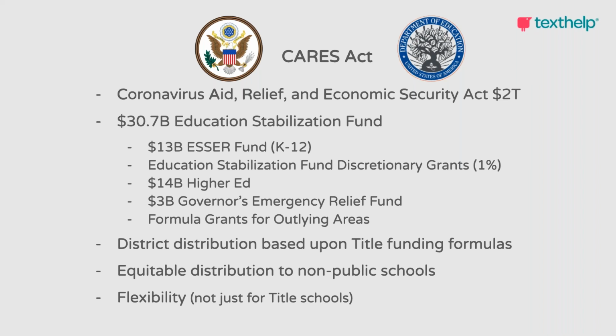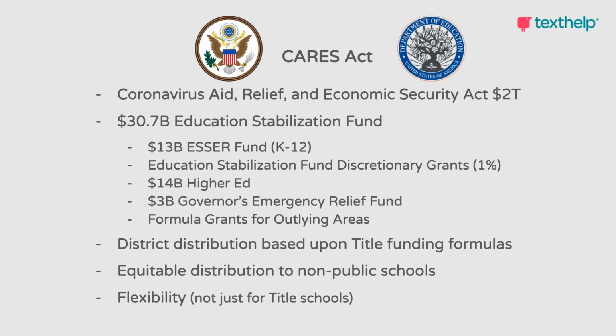The distribution of the funds was based upon the standard distribution of funds that states receive annually, and that's through the title funding formulas. And in that, the federal government expected an equitable distribution, not just to the public schools, but also to non-public schools. So there's some specific directions for how states are to also offer these funds and make these funds available to private schools, charter schools, and the like.